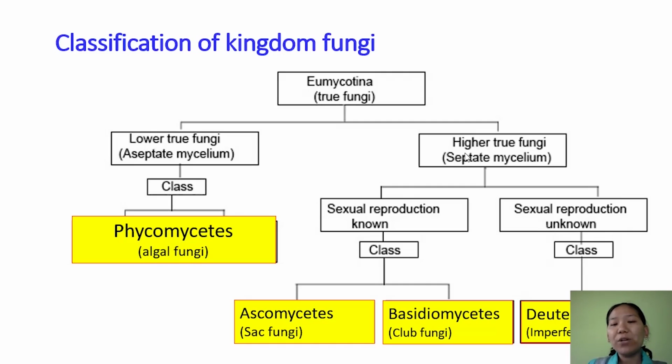Next, the septate mycelium. The mycelium with septa is further classified based on reproduction: if the sexual reproduction is known, and if sexual reproduction is unknown. If the sexual reproduction is unknown in a particular group of fungi, they are placed in a class called deuteromycetes or imperfect fungi. If the sexual reproduction is known, they are further classified into classes like ascomycetes and basidiomycetes. So we shall talk about each one of them: phycomycetes, ascomycetes, basidiomycetes and deuteromycetes.